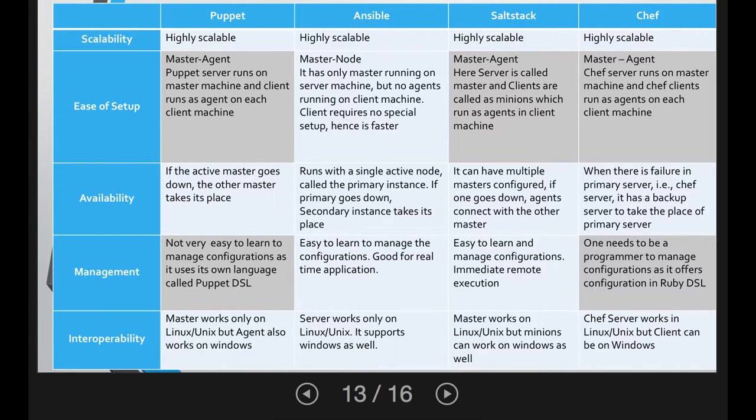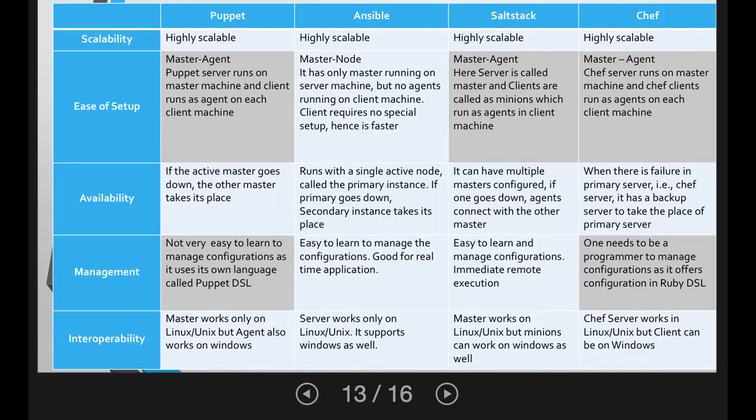Here we are comparing Puppet with Ansible, SaltStack, and Chef. These are other configuration management tools. Everything else is basically similar, but the ease of setup and management is something that Puppet lacks in. It's not very easy to set up Puppet, SaltStack, and Chef because they're master-agent architecture systems, and they require configuring masters and client servers differently. And management is not very easy with Puppet because it uses its own DSL language and it's not easy to learn.